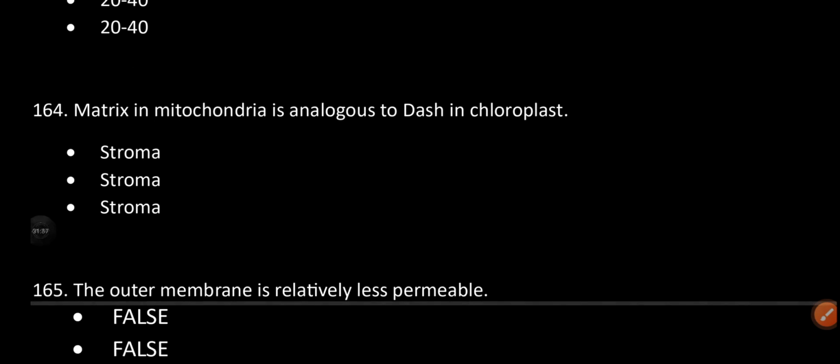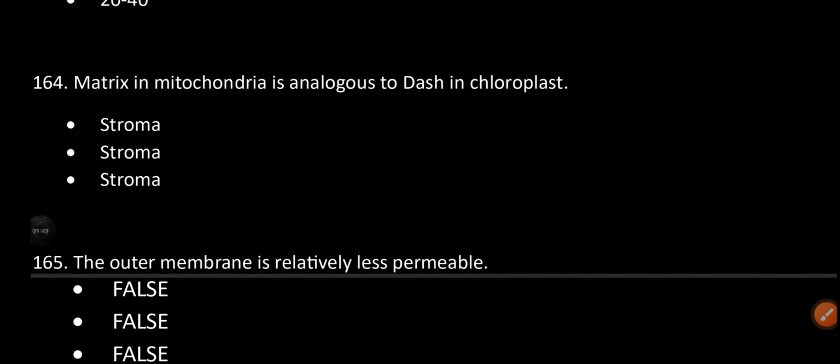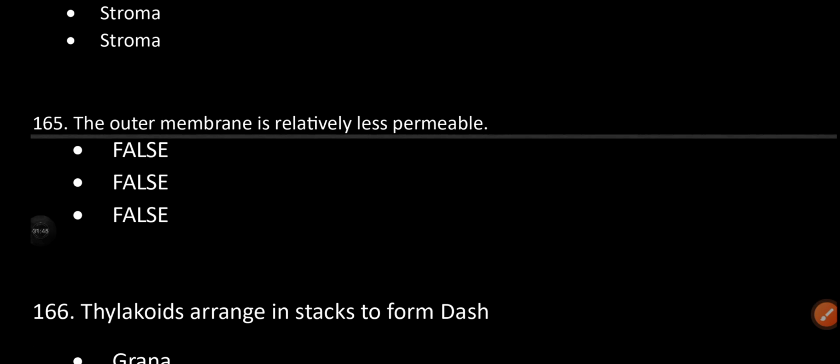Matrix in mitochondria is analogous to dash in chloroplast. Stroma. The outer membrane is relatively less permeable. False.